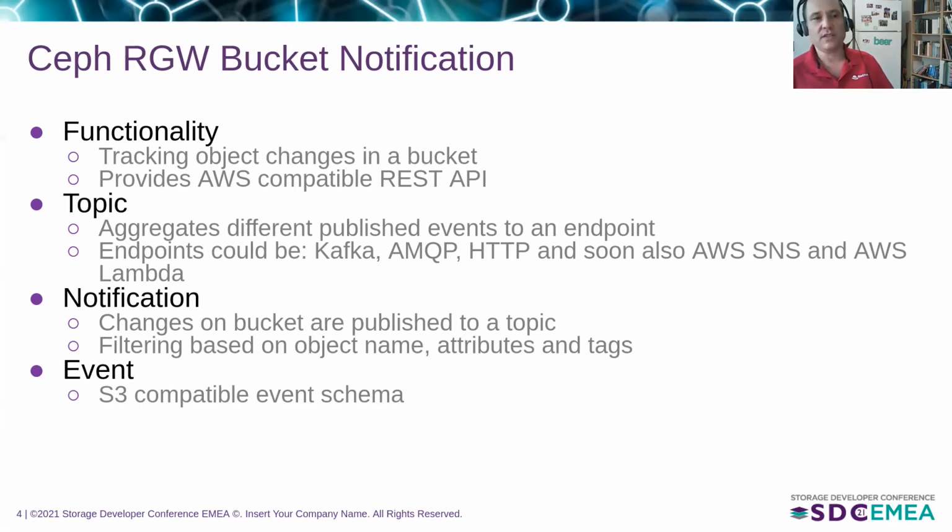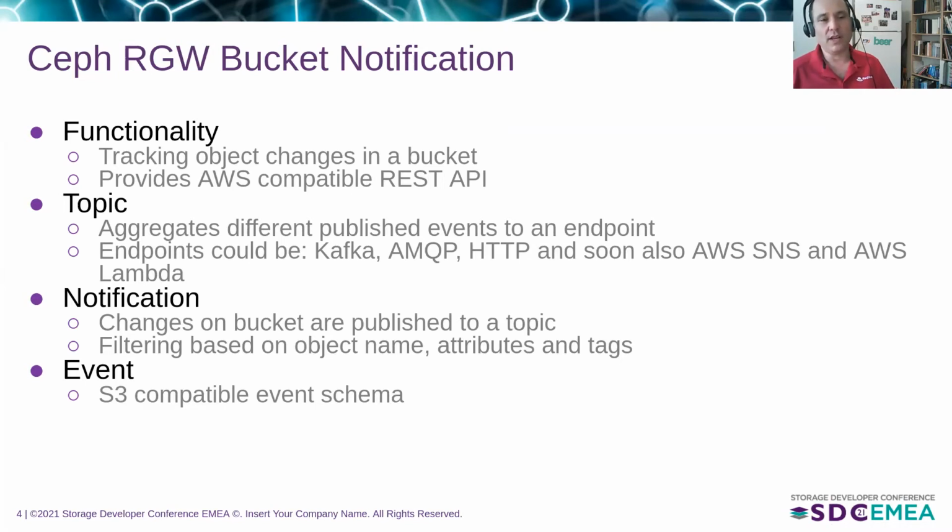Notification is a definition that ties together a topic, which is what we said is an endpoint, together with a bucket. And this tying together is done based on filtering. So let's say we have a Kafka topic that points to a specific broker and to a specific topic on this Kafka broker. And we have a bucket that we want to track changes on. And we say, okay, let's define a filter. So only a subset of the changes of the bucket, let's say only creations, only copies. Maybe the filtering could be based on object names. It could be based on prefix, suffix, a regular expression, or even tags and attributes of those objects.